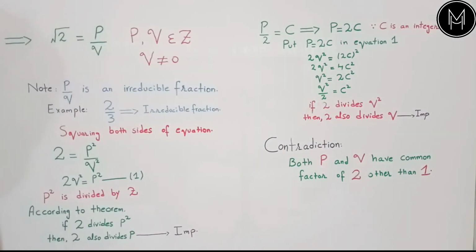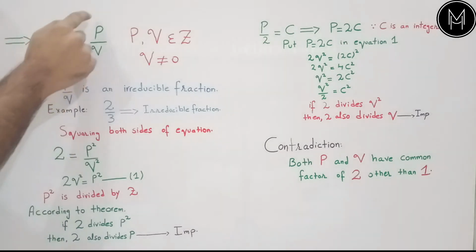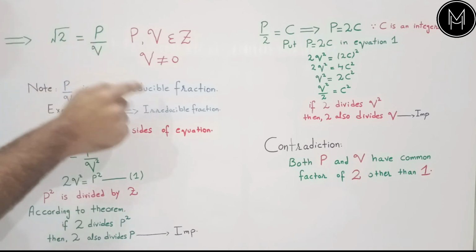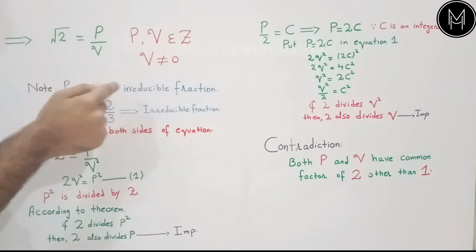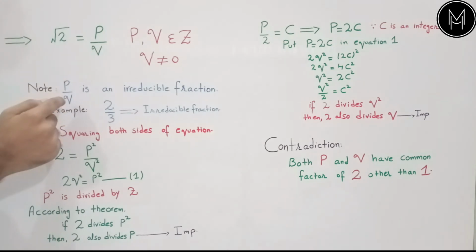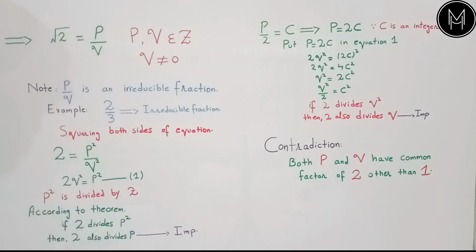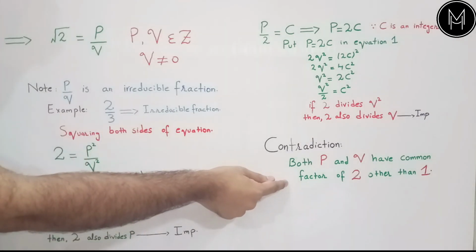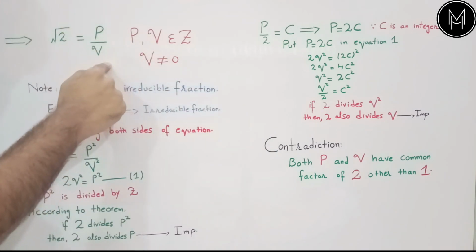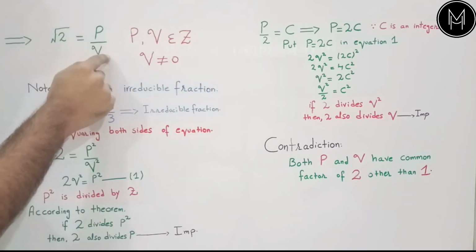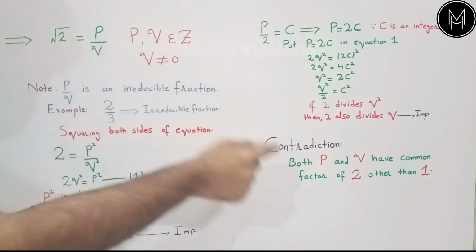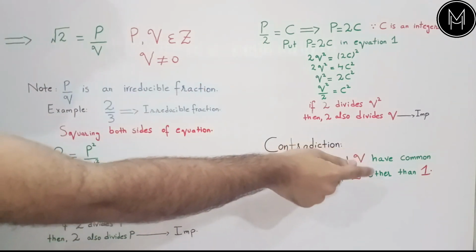Now let's go back to the start of this lesson. At the start we made a statement that this fraction p by q is an irreducible fraction, meaning there is no common factor between p and q other than 1. But at the end of this lesson we have proof that both p and q have a common factor of 2 other than 1. So guys, this is a contradiction to our statement, meaning p by q is not an irreducible fraction as it also has a common factor of 2 other than 1.